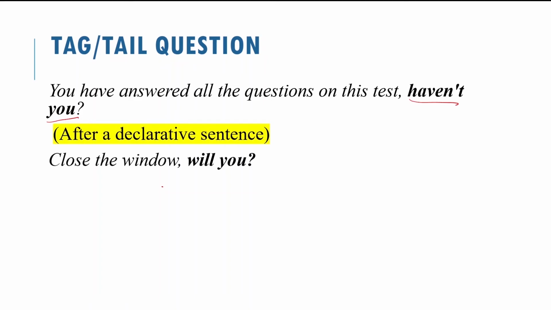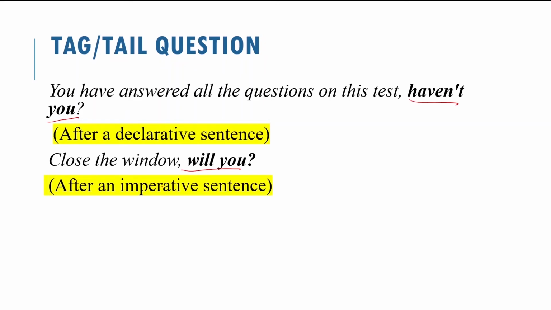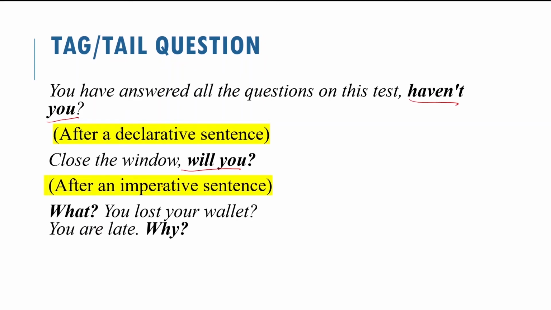Close the window. Will you? Again a tail question which is coming after an imperative sentence. What? You lost your wallet? You are late? Why? This question fragment can also be used by itself either before or after a sentence.